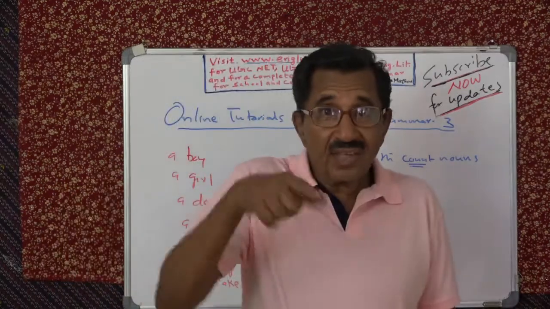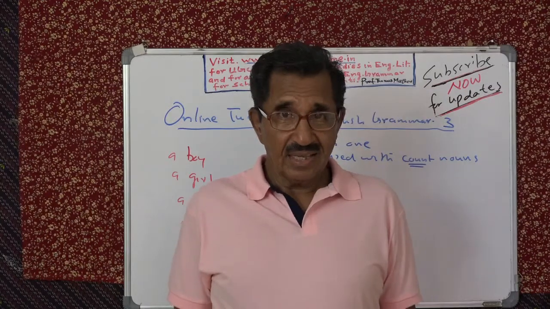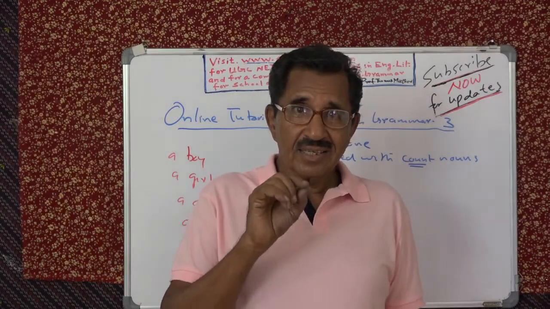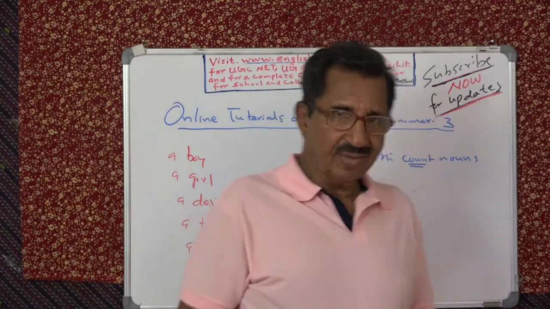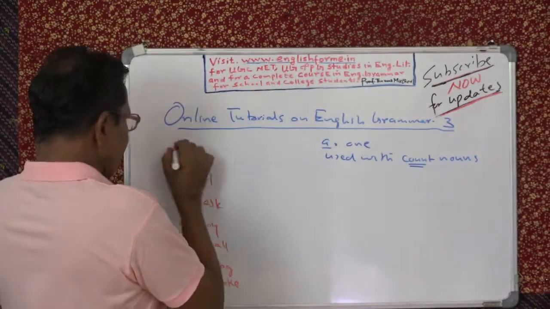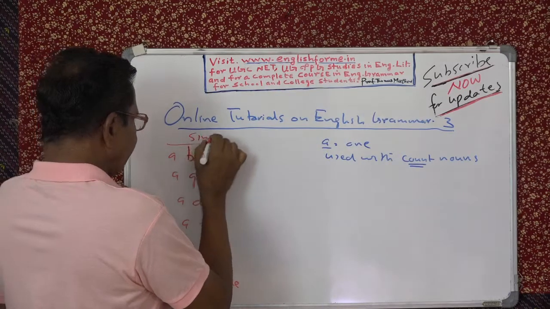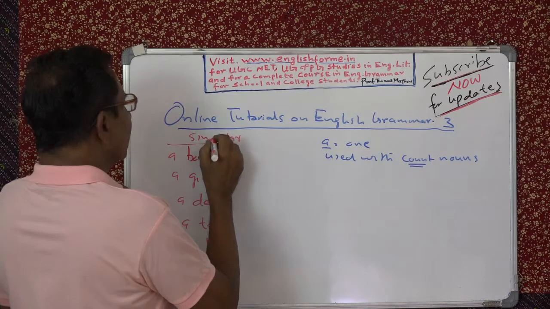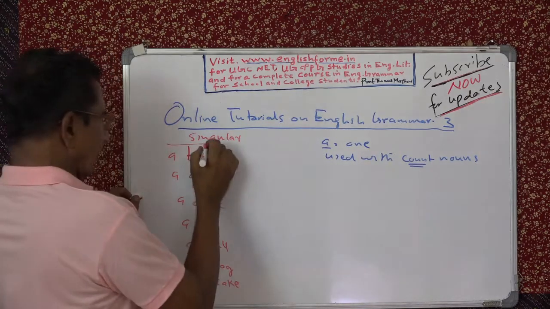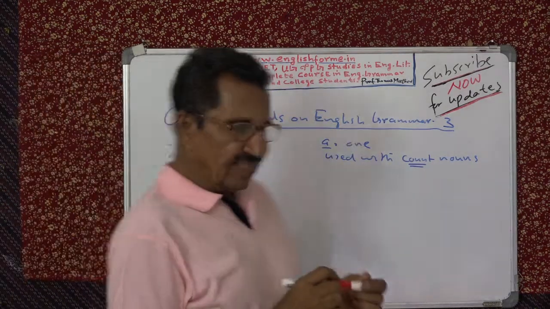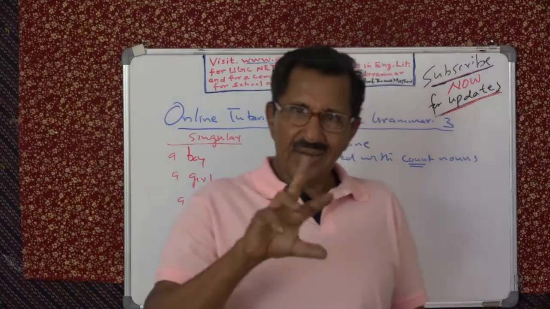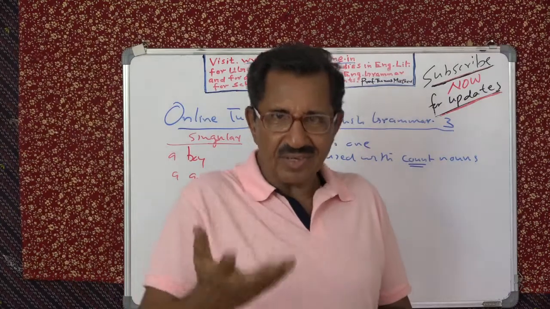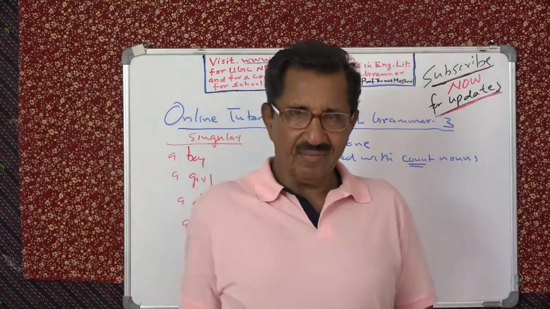Suppose you have got more than one. If it is one, you will say it is a singular noun. So these are singular nouns. Single means one. So double, two. Single means one. So singular means only one.